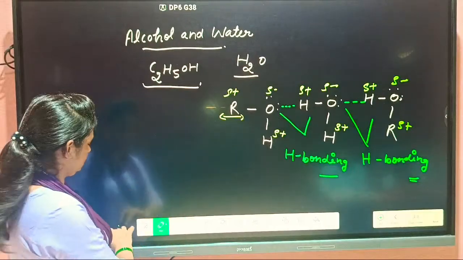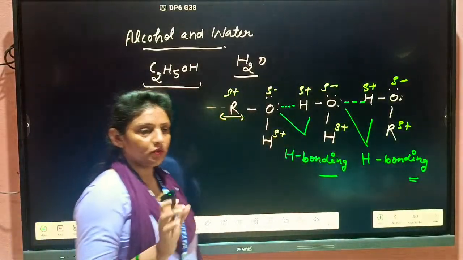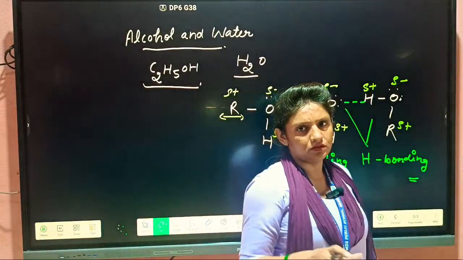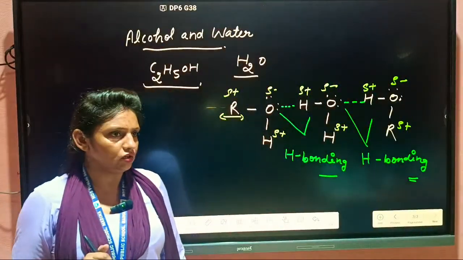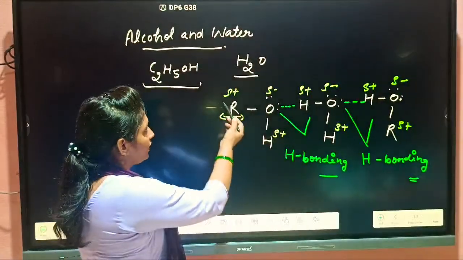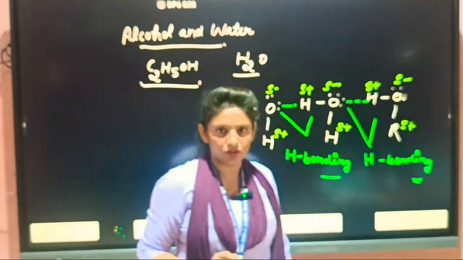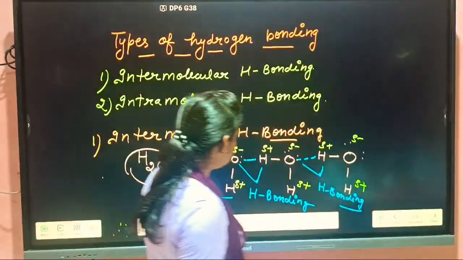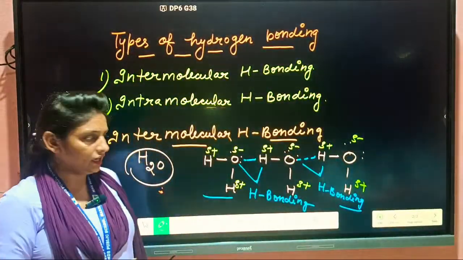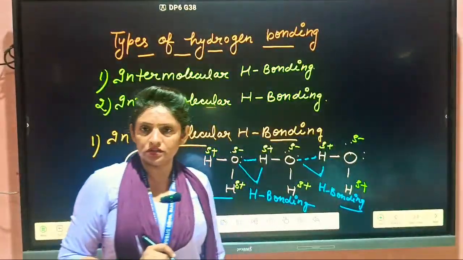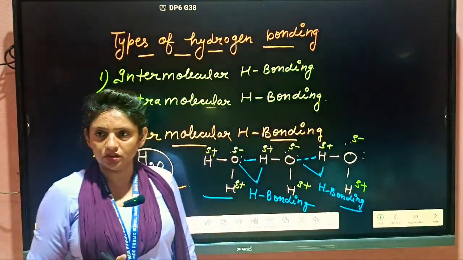In case of intermolecular hydrogen bonding, what will happen? There will be formation of hydrogen bond between two molecules. Clear or not? These two molecules may be different, like alcohol and water, forming the hydrogen bond, or they may be the same, like hydrogen bonding between water molecules. We have the same type of molecules here, and they are forming hydrogen bond between them. Clear to you or not?